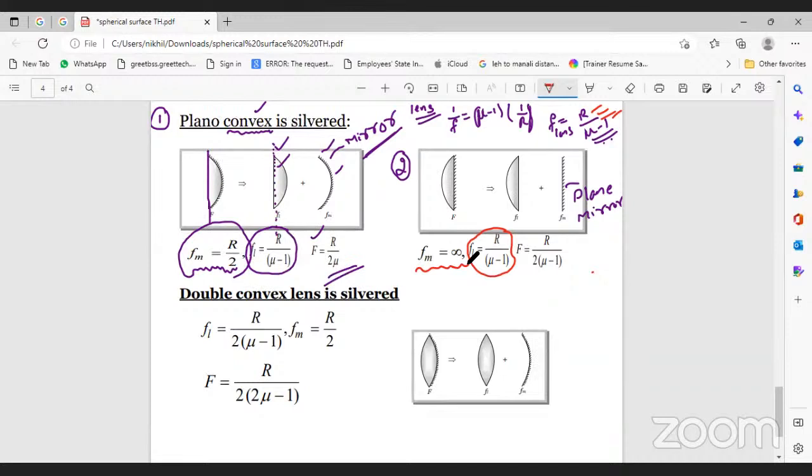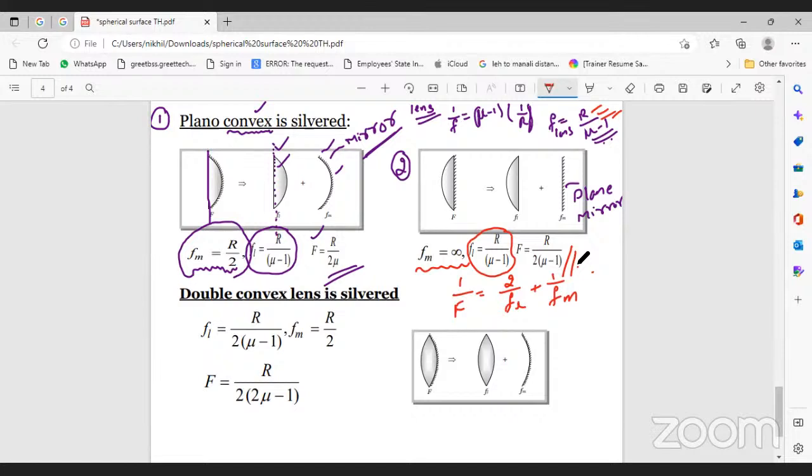If you know the focal length of the mirror and the focal length of the lens, can't you calculate f by using this formula? 1 by f equals 2 divided by fl plus 1 divided by fm. On simplification, you will get R divided by 2 times mu minus 1. Any doubt?